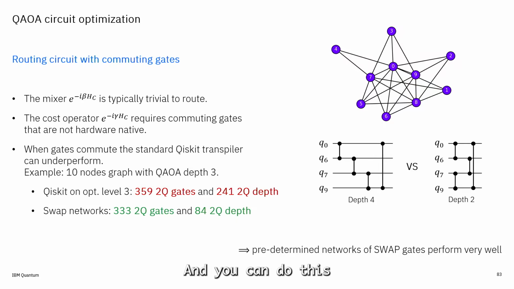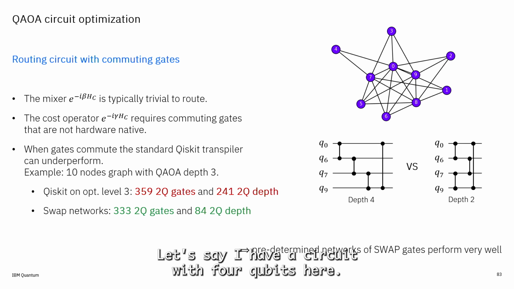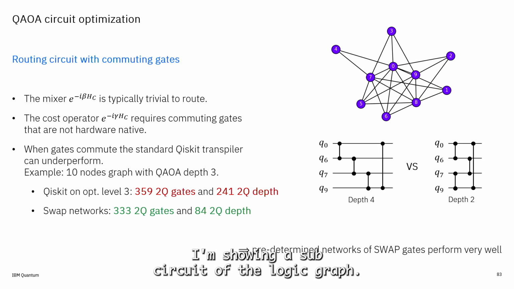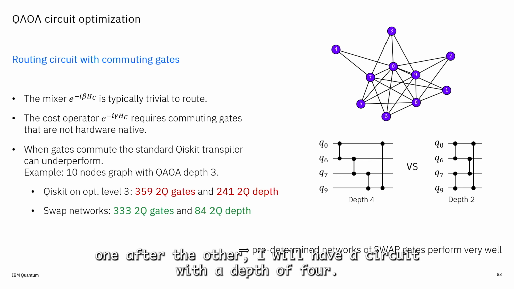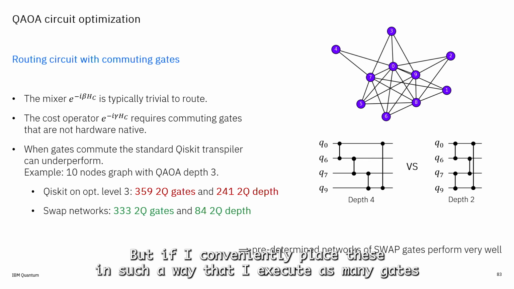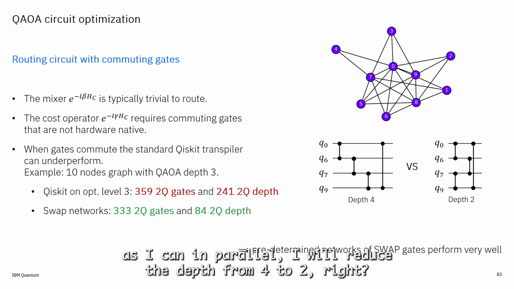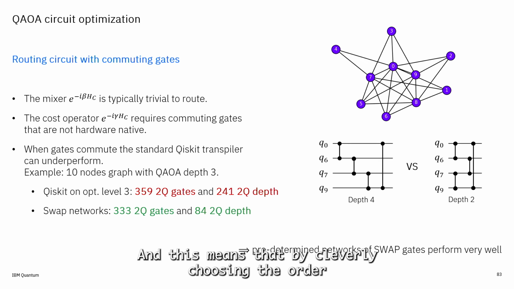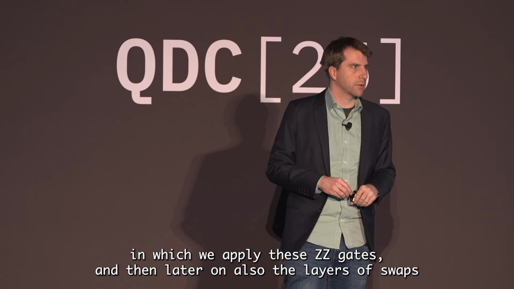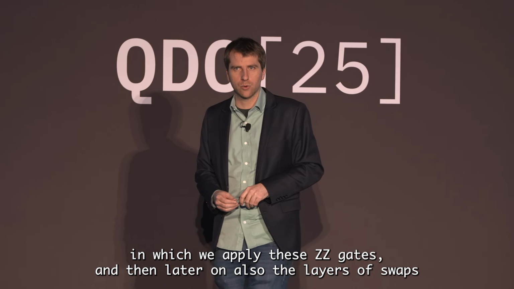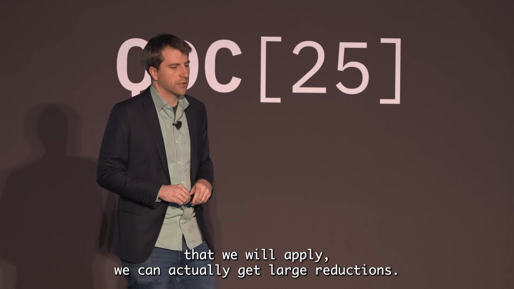And you can do this in different fashions. It can be optimal or suboptimal. Very naively, let's say I have a circuit with 4 qubits. Here, I'm showing a subcircuit of the larger graph. If I stagger these ZZ gates one after the other, I will have a circuit with a depth of 4. But if I conveniently place these in such a way that I execute as many gates as I can in parallel, I will reduce the depth from 4 to 2. And this means that by cleverly choosing the order in which we apply these CZ gates, and later on also the layers of swaps that we will apply, we can get large reductions.